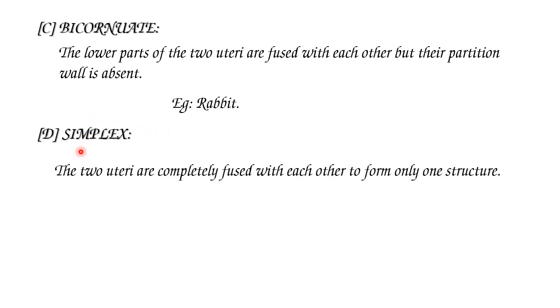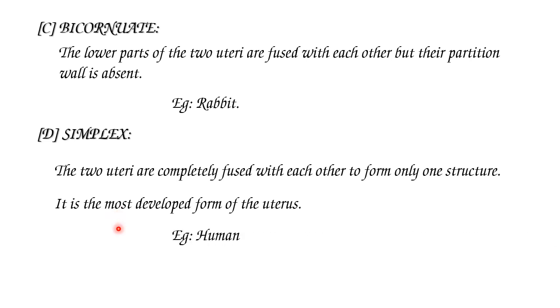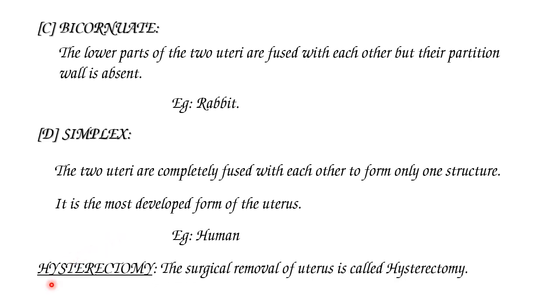Simplex: the two uteri are completely fused with each other to form only one structure. It is the most developed form of uterus and we can observe it in human beings. Hysterectomy: the surgical removal of the uterus is called hysterectomy.